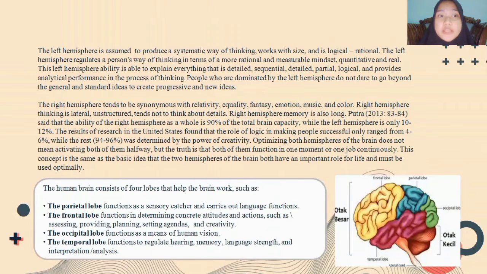The left hemisphere is assumed to produce a systematic way of thinking, work with size, and is logical and rational. The left hemisphere regulates a person's way of thinking in terms of a more rational and measured mindset, quantitative and real.